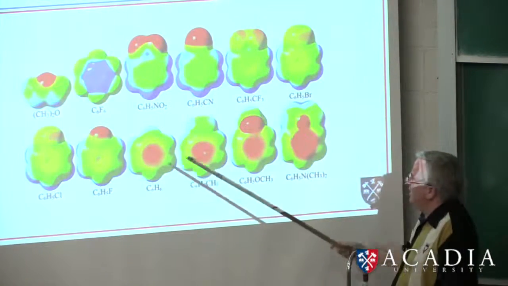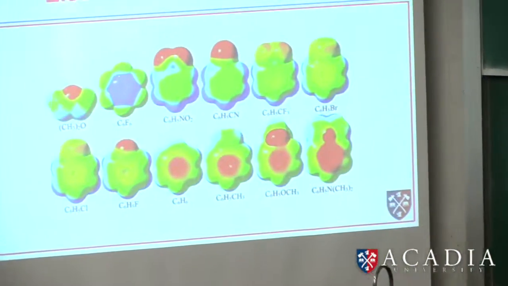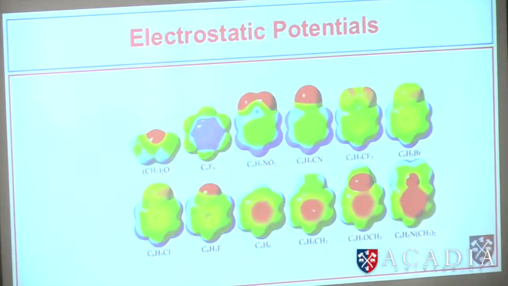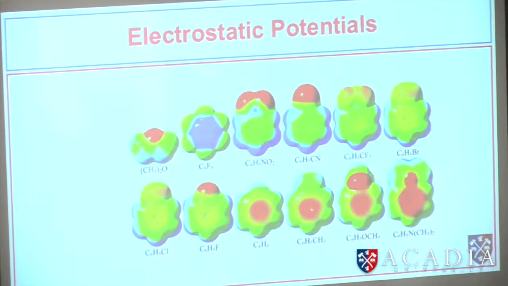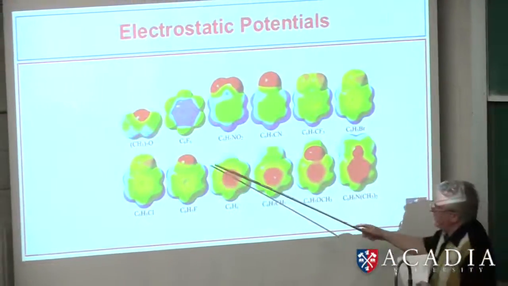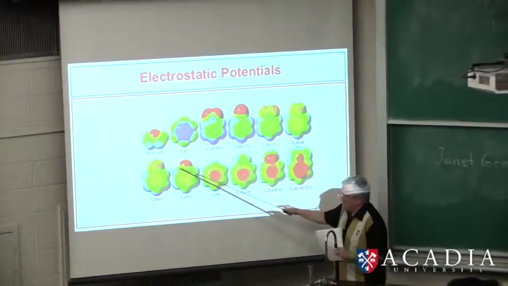It's just pretty inert. This is a nitro group. Take a look at this and see if you can make sense of those electrostatic potential maps with what you know from electronegativities. So you know that fluorine's very electronegative. Look, it's sucking up the electron density there, making these even more positive.